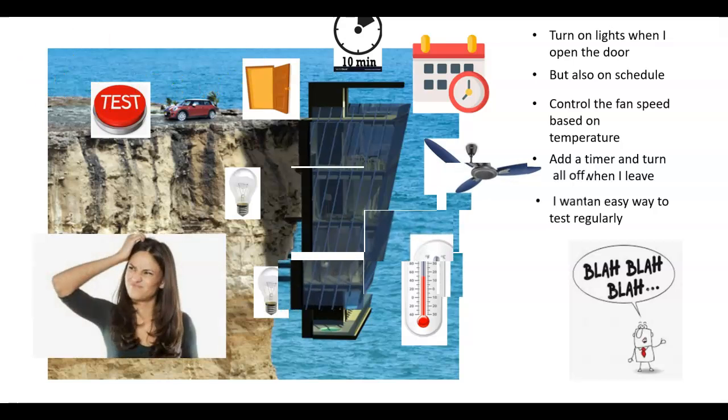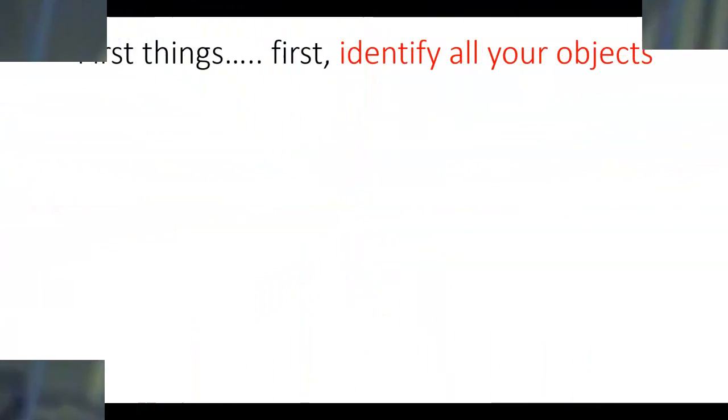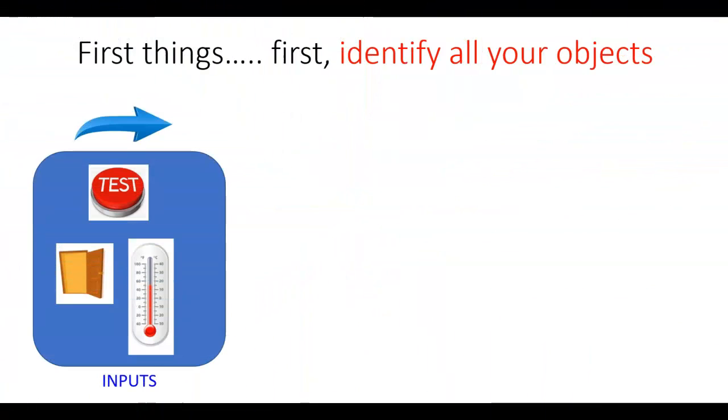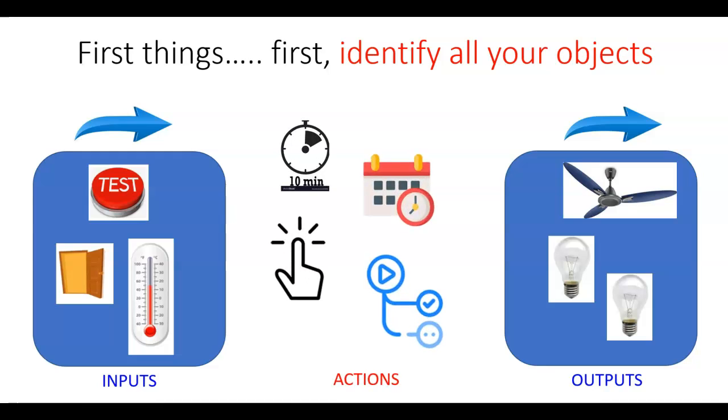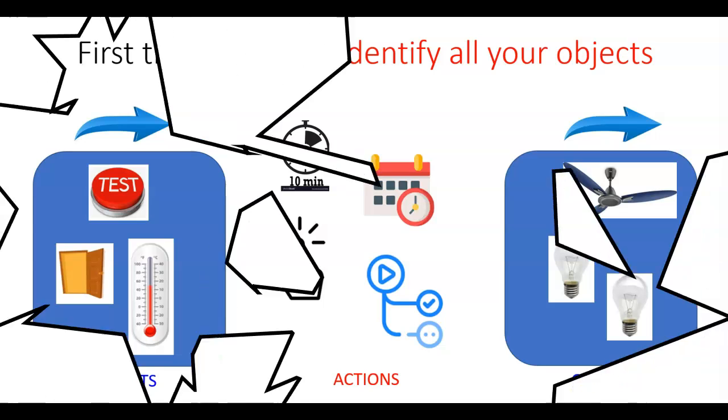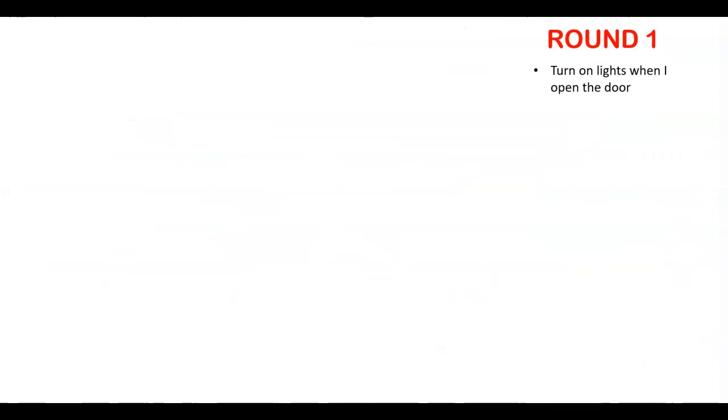So first, let's identify all of our objects: the inputs that will take the information into the process, the outputs that will be our means for controlling the process, and the actions, or as we call them, the program. So ring the bell and we have the first round of our fight.